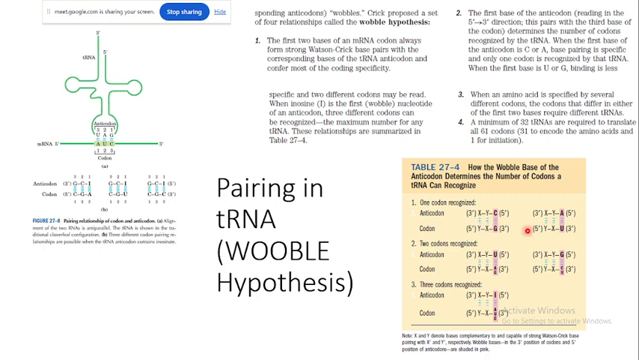Because the wobble position has a difference, although the difference is only in the wobble position, this C can only detect G, it cannot detect U. Similarly, this A can only detect U, not G. So this codon can only be detected by this anticodon, not that one. So for two different codons, you will need two different tRNAs, right?